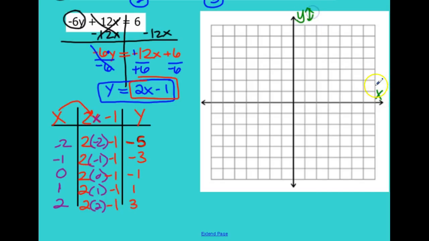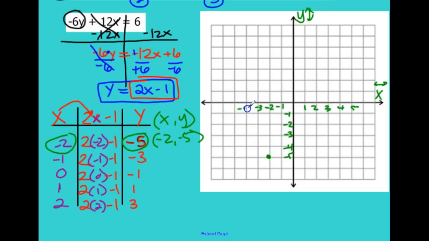Y-axis goes up and down, x is left and right. So our first point here is negative 2, negative 5. So x is negative 2 to the left, and negative 5 is down 5. If you want to number the lines, you can. You don't need to, though. Positives to the right. Negative is to the left. Positive is also up. And negative is also down.